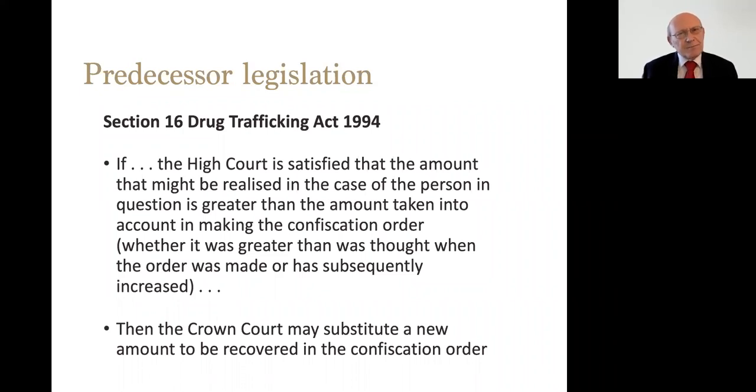Now, there were some difficulties with that process. One thing was that it's a two-step process. It involves going to two different courts, which is a bit clumsy. But also a question arose: what about an asset that was first acquired by the defendant after the confiscation order was made? What's called an after-acquired asset. Is that to be taken into account in section 16, or is it not?